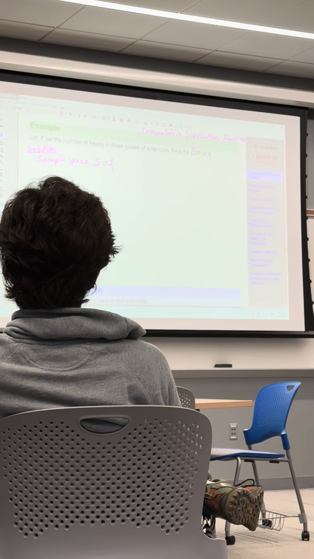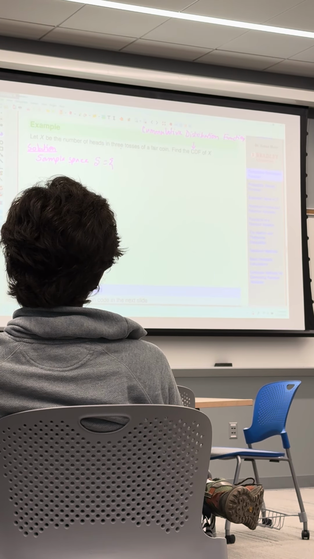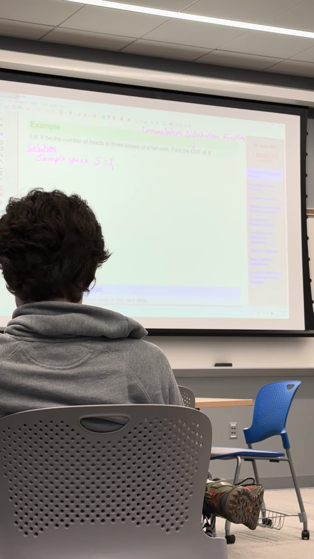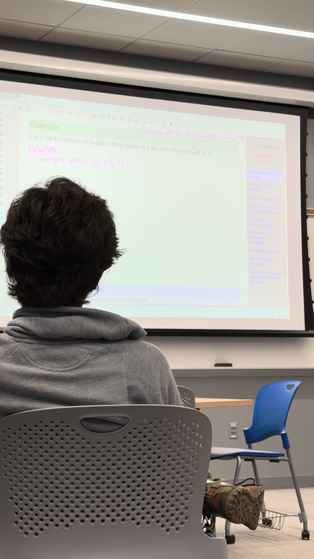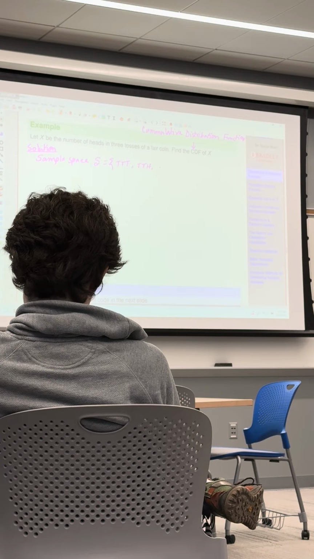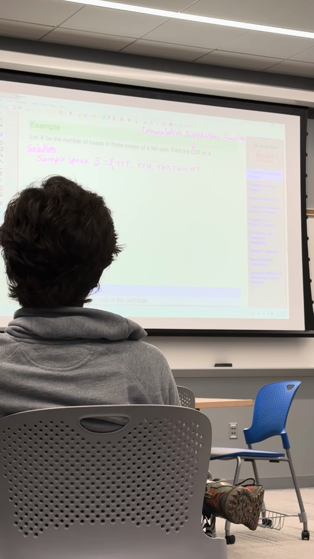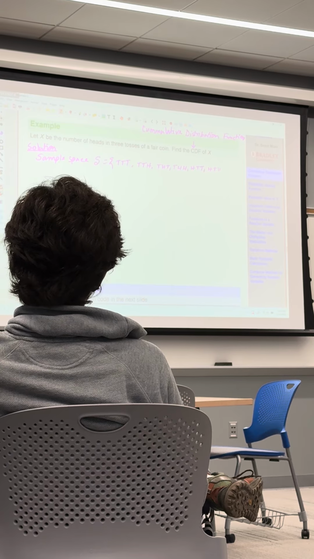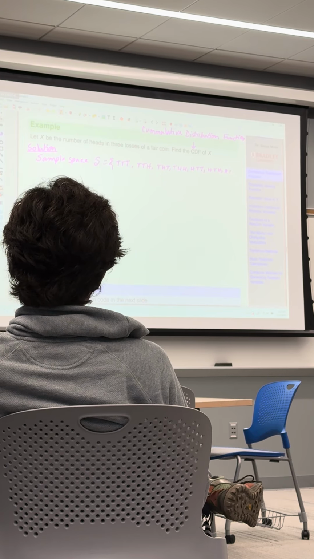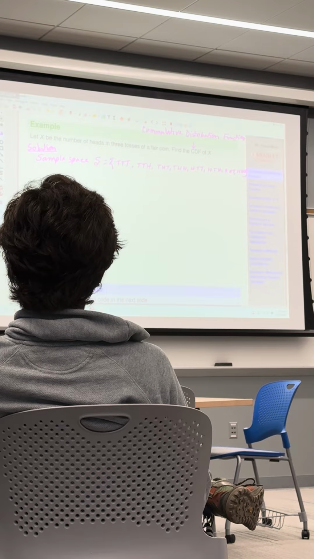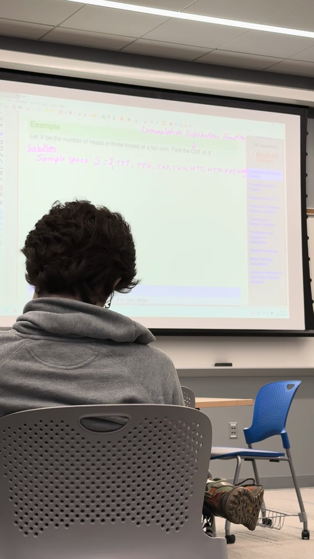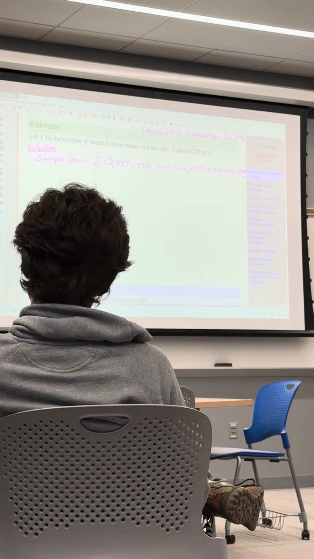So you toss a coin 3 times. The sample space is: TTT, TTH, THT, HTT, THH, HTH, HHT, HHH, right? 1, 2, 3, 4, 5, 6, 7, 8. That's the sample space, right?